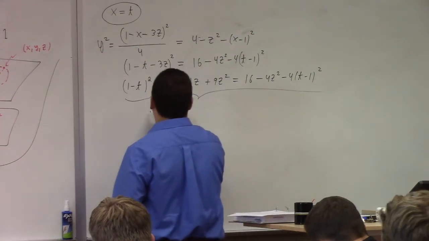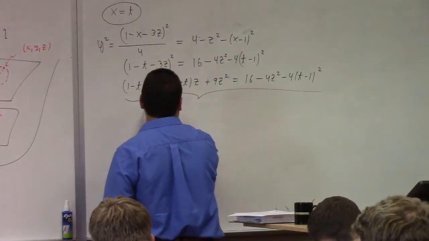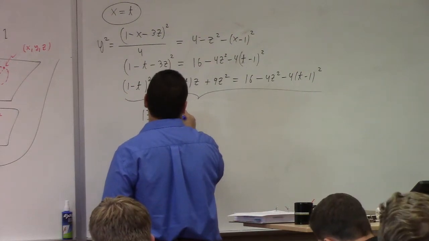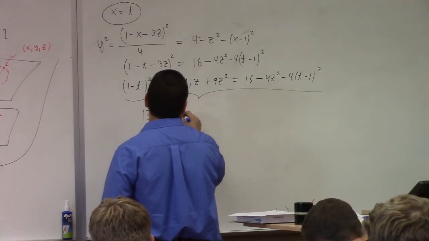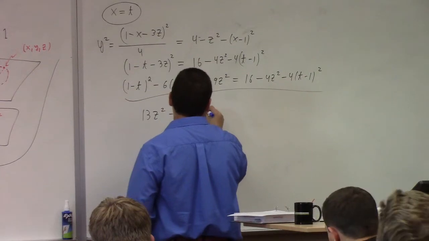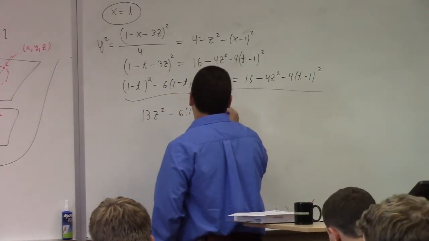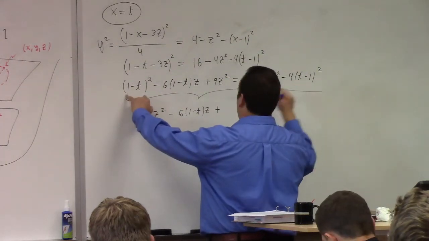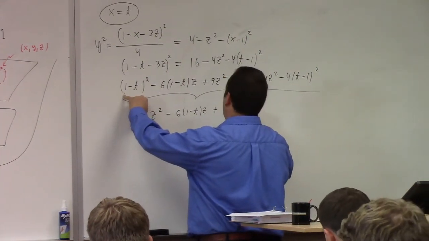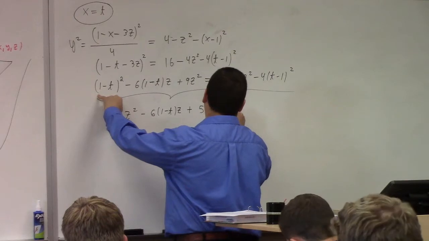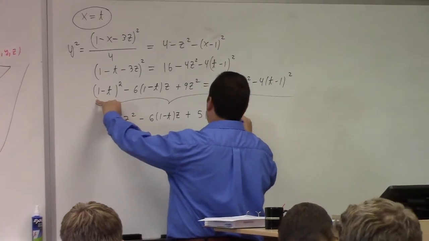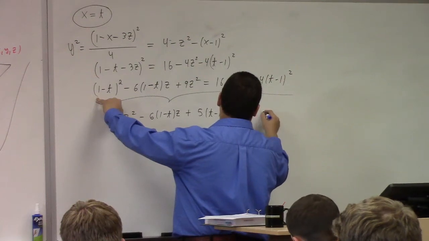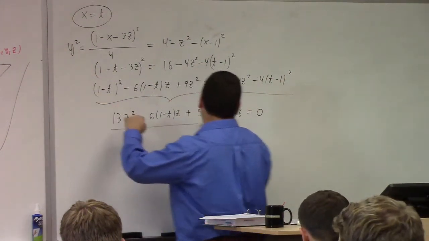So what do you get? Z squared. What's the coefficient of z squared? I got 13z squared minus 6 times (1 minus t) times z plus what? One of them here. I got 4 of them, so I get plus 5 times (t minus 1) squared, and minus 16 equals 0. Quadratic.